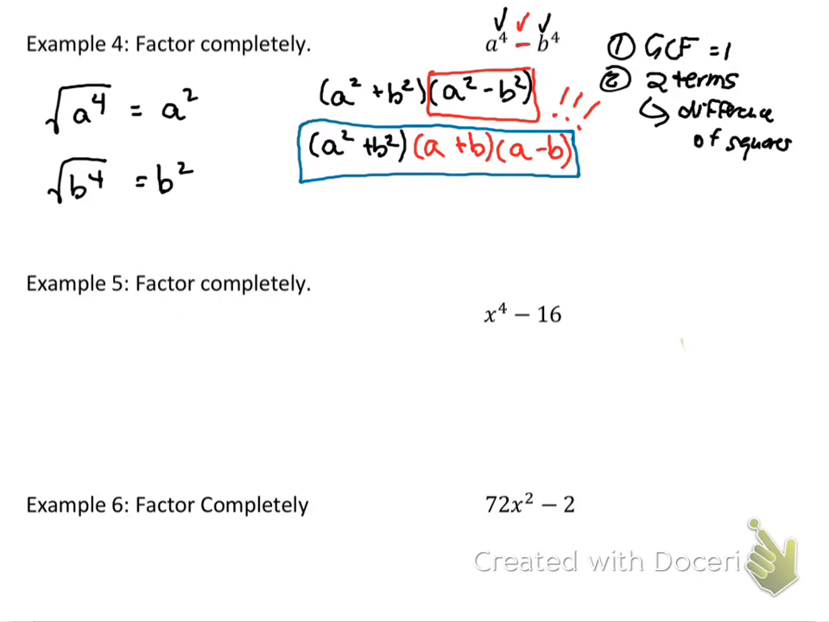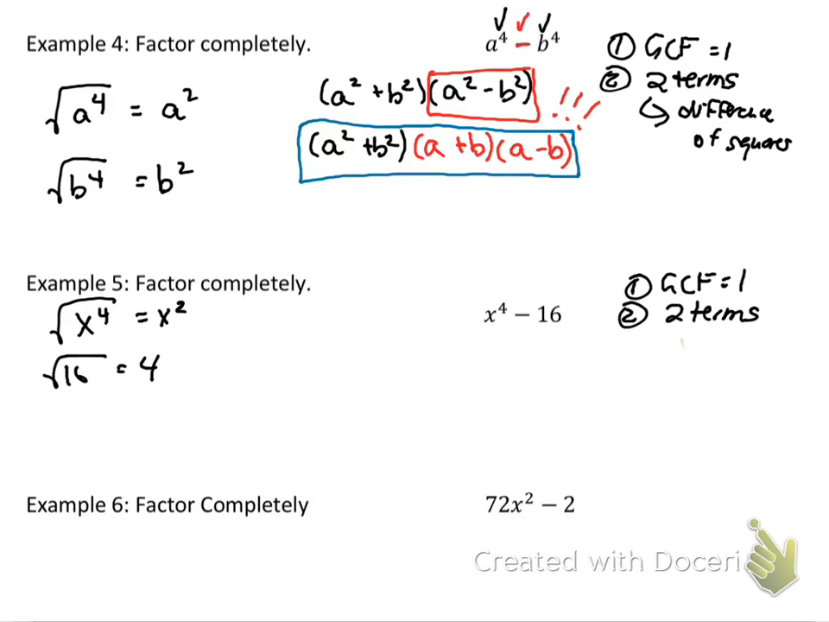Let's do another one. So again, we're looking at our GCF, which is 1. We're looking at 2 terms. And so we're going to try to use the difference of squares method. So the square root of x to the 4th is x squared. The square root of 16 is 4. And again, we've made sure that both things are perfect squares. Then we make sure that they're being subtracted from each other, which they are. So we can use the definition of difference of squares to factor this polynomial.